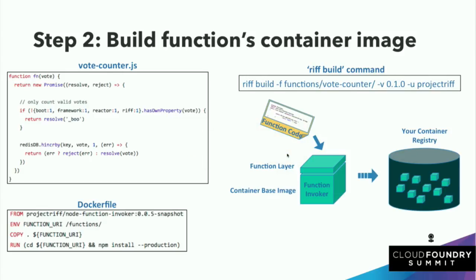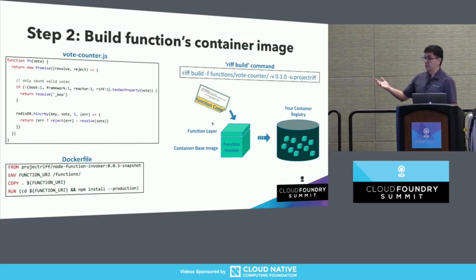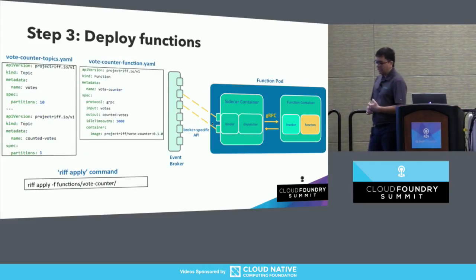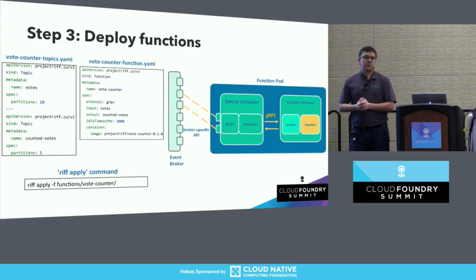...them to Riff. So how do we do that? Like any application, if you are using Cloud Foundry or something similar, we just need to provide a manifest. We need to tell Riff how to manage our functions and topics. There is a topics file that tells Riff, I need this particular topic, and this is the number of partitions. So I have two topics, one with 10 partitions, the other with one partition.